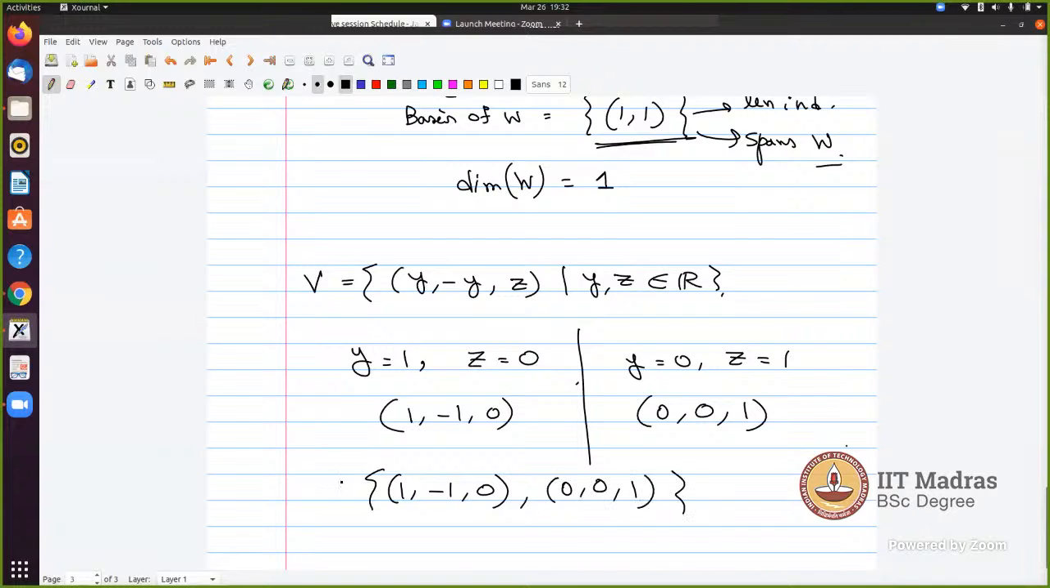2 elements, sir. So how did it come? How many independent variables are there? Yes, sir, there are 2 independent variables, y and z. And that's why the dimension of this vector space is 2. Is it clear?